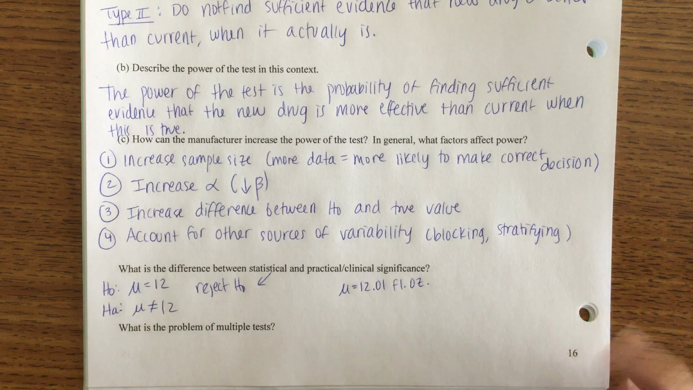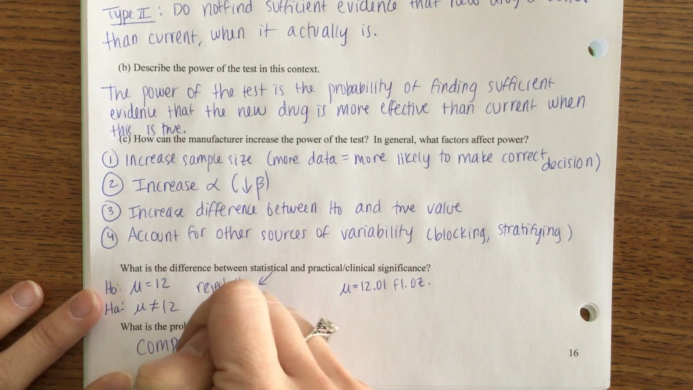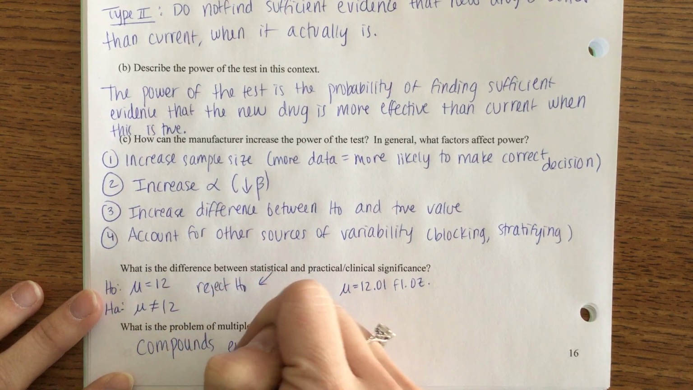Okay, what is the problem with carrying out multiple hypothesis tests? So what some people want to do is they want to collect one sample and carry out a whole bunch of different hypothesis tests. The issue is that each hypothesis test comes with error. So if you carry out multiple hypothesis tests, you're just compounding the error on top of itself. So problem of multiple tests, it compounds the error.